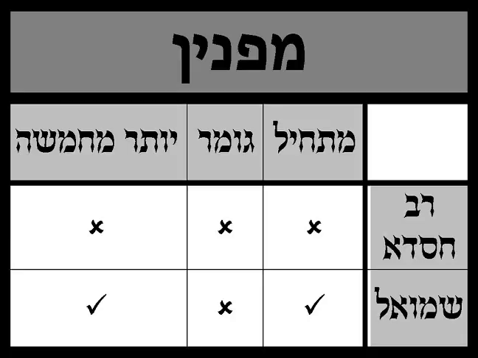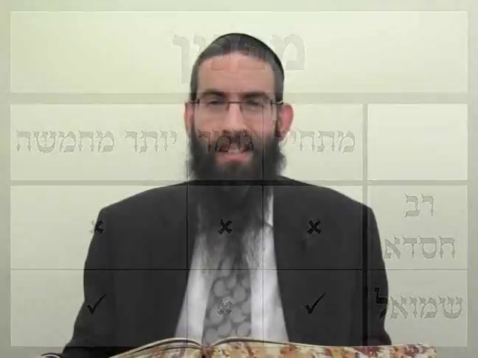Shmuel says he can initiate because there's no concern of muktzah. He can't complete the entire storehouse because he might smooth out the floor. And according to Shmuel, there's no restriction of 5 baskets.